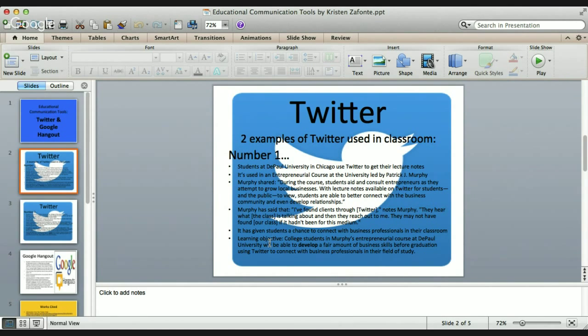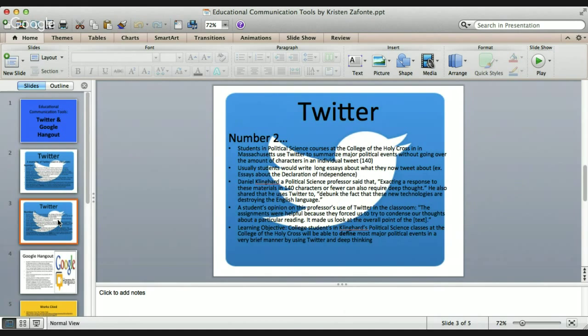And my learning objective for this, I wrote: college students in Murphy's entrepreneurial course at DePaul University will be able to develop a fair amount of business skills before graduation using Twitter to connect with business professionals in their field of study.